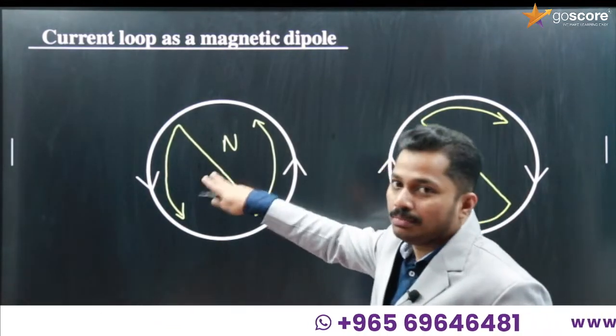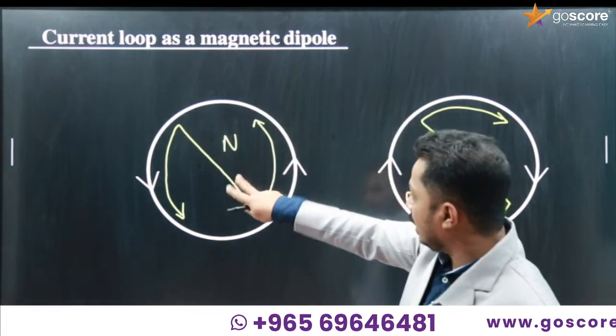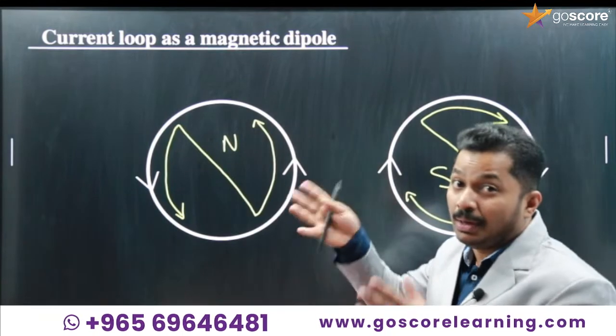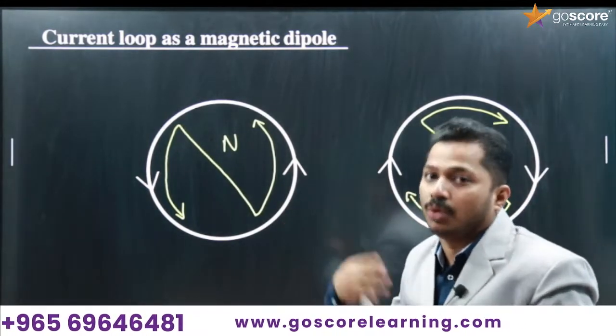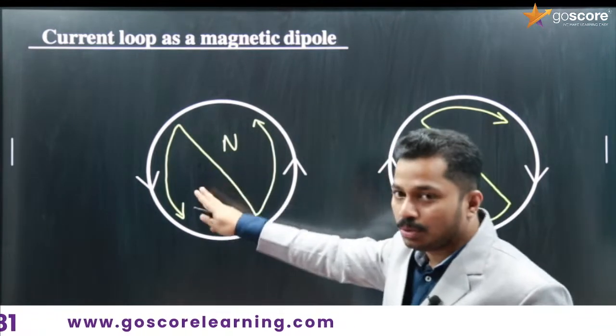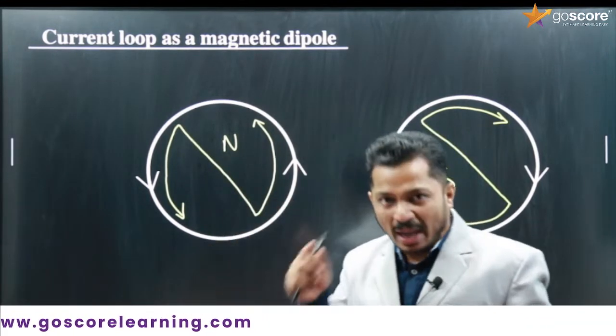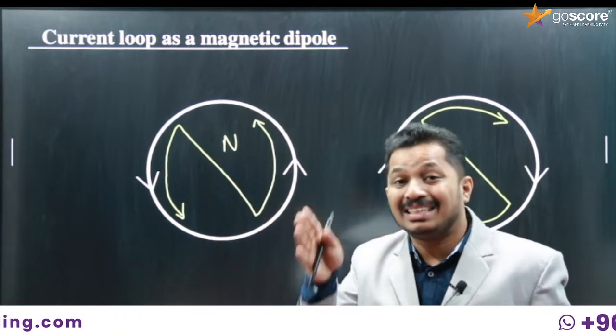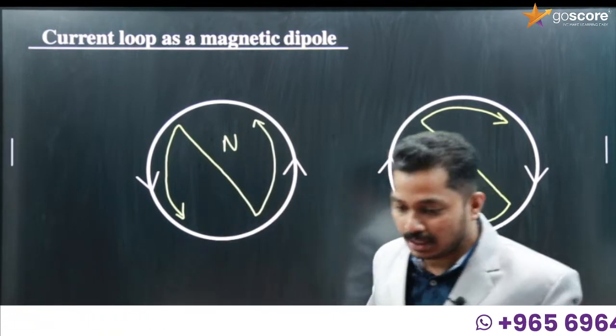If you are looking from this side, this is the north pole. On the other side, if you look from the back side, you will see that the current is in the clockwise direction. It depends on the position from which we are looking. So on the other side, it will be a magnetic south pole. Whenever there is a north pole, there should be a south pole. Magnetic monopoles do not exist. Magnetic poles always exist in pairs, as we discussed in the last class.